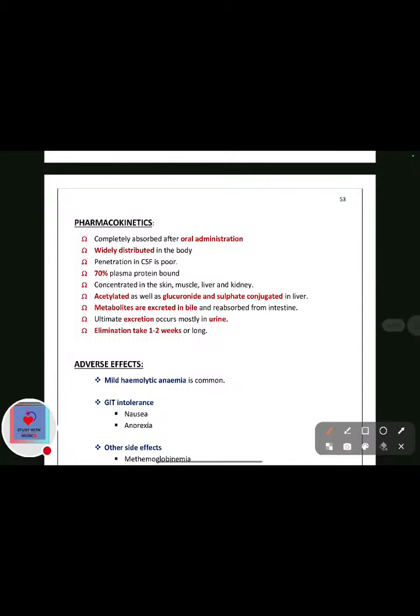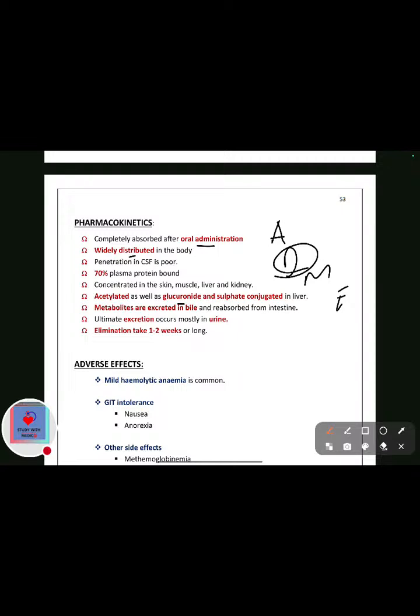Pharmacokinetics: it is completely absorbed after oral administration and widely distributed. So always remember ADME. Talking about distribution, penetration into CSF is poor, so it does not treat the meninges. It is 70% plasma protein bound, which is important here. It is concentrated in skin, muscle, liver, and kidney.